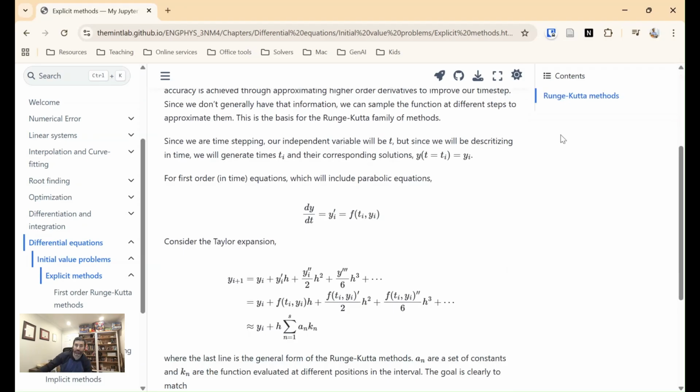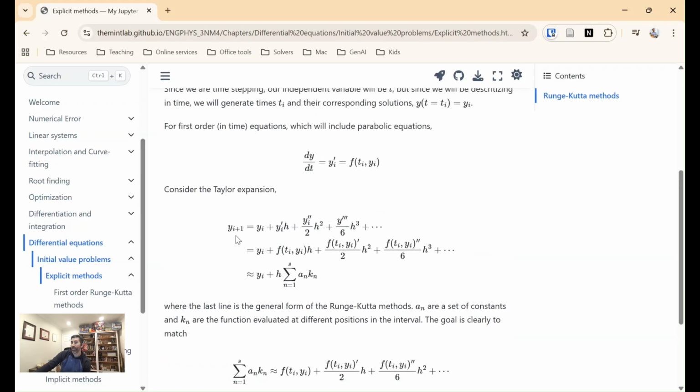Okay. For first order in time equations, which will include parabolic equations, we're going to find that out soon, right? What we're going to have in general is some function that's going to look like this. dy by dt is equal to something. Okay, this of course is the slope. I tried to make it a little bit concise using this prime notation. Hopefully it'll be clear. But in general, what you're going to have is some function of time and the current solution, right? t and y.